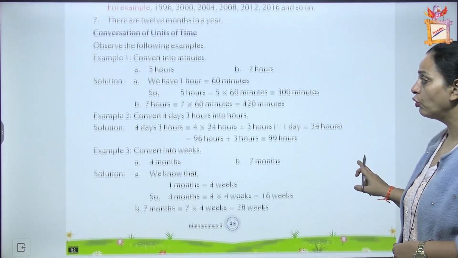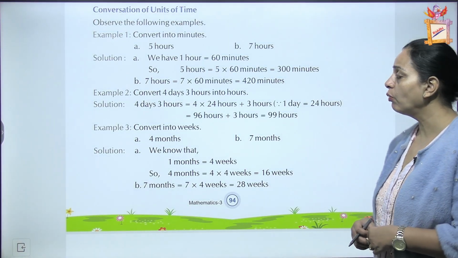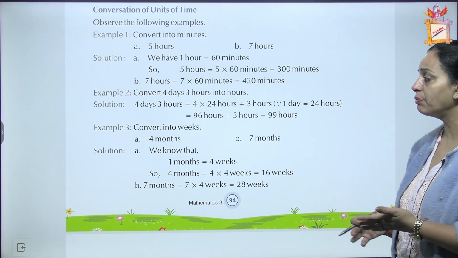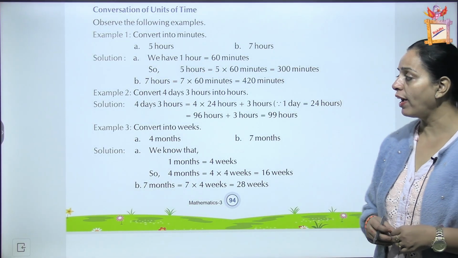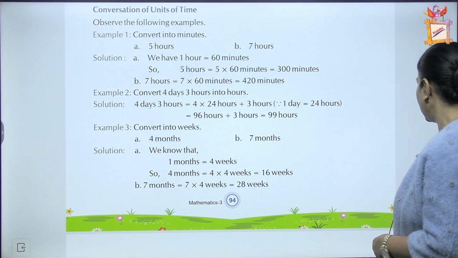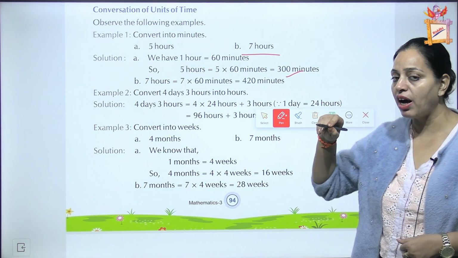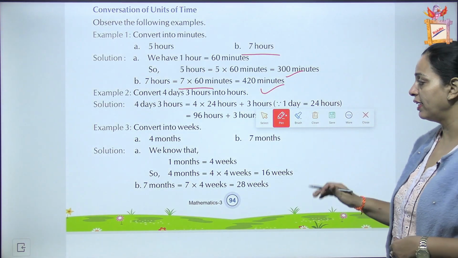Now conversion of units of time. Observe these examples. Example 1, convert into minutes. A part 5 hours. तो 5 hours को हम minutes में कैसे बनाएंगे? You know 1 hour equals to 60 minutes. So 5 multiplied by 60 means 300 minutes. Okay. Now B part 7 hours. 7 multiplied 60, 420 minutes.